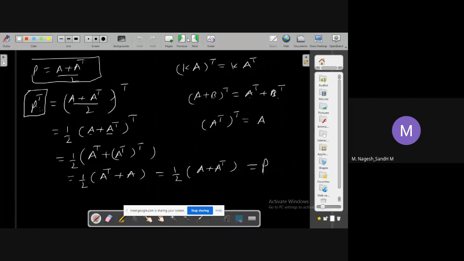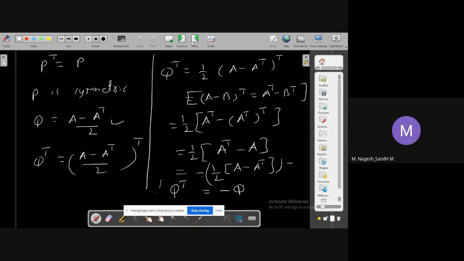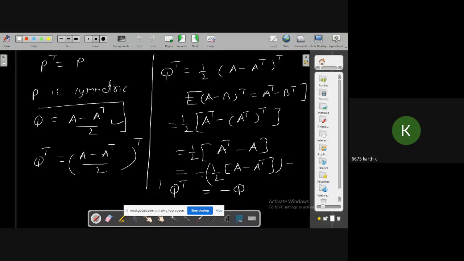You have to remember one thing. What is the P value? A plus A transpose by 2. What is the Q value? A minus A transpose by 2. These two formulas are important to do problems. In the exam, problems will be asked; this is one of the theorems. Very simple. I will forward these notes to you. This is about today's class.